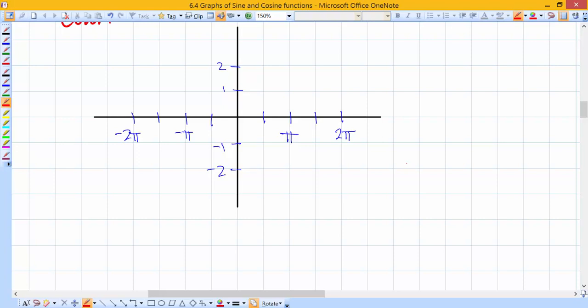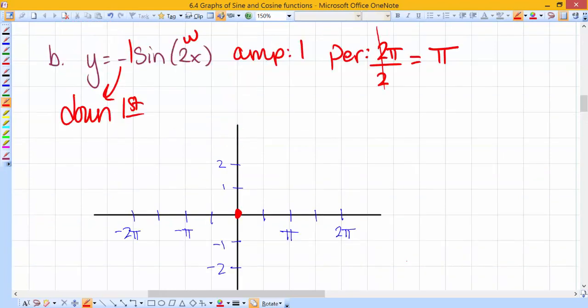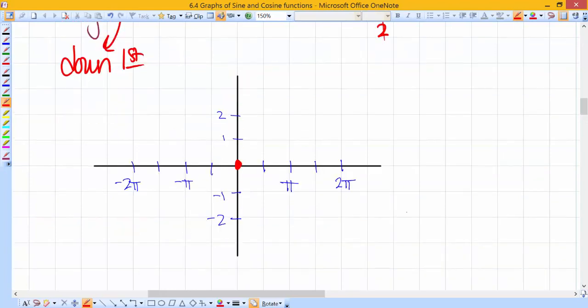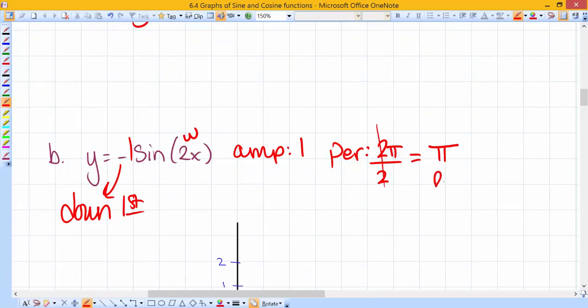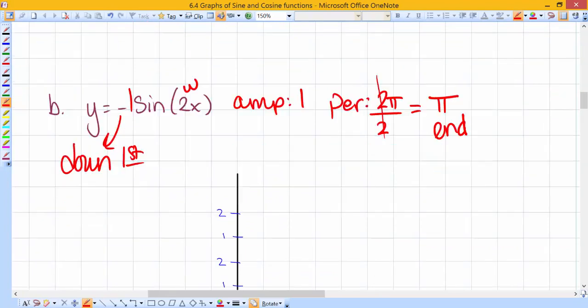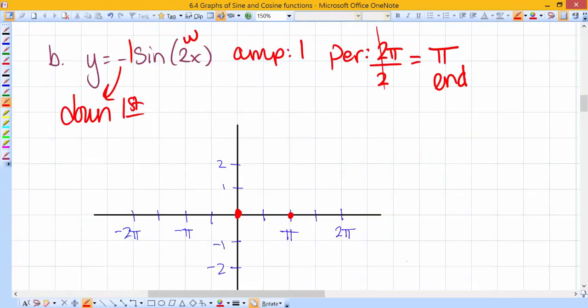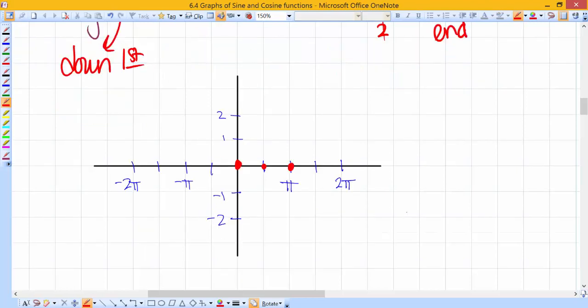So our sine graph starts at 0, 0. What was the period? The period was pi. The period is the end of the graph. So there's the end. I have the start and I have the end. The next thing I want to graph is the middle, of these two, which is right there. So now I have my two parts.